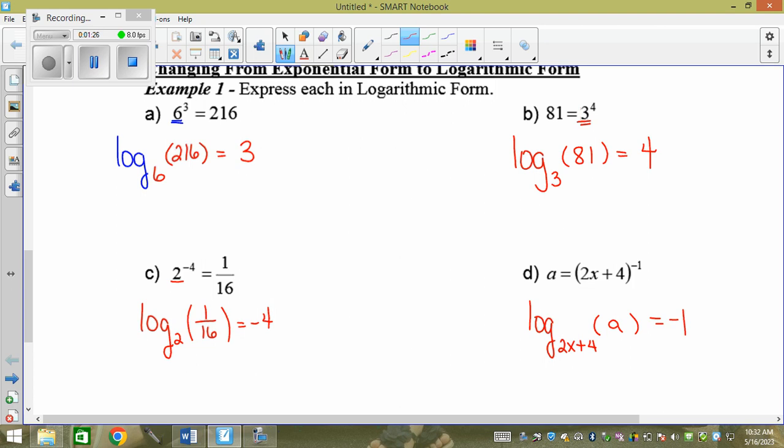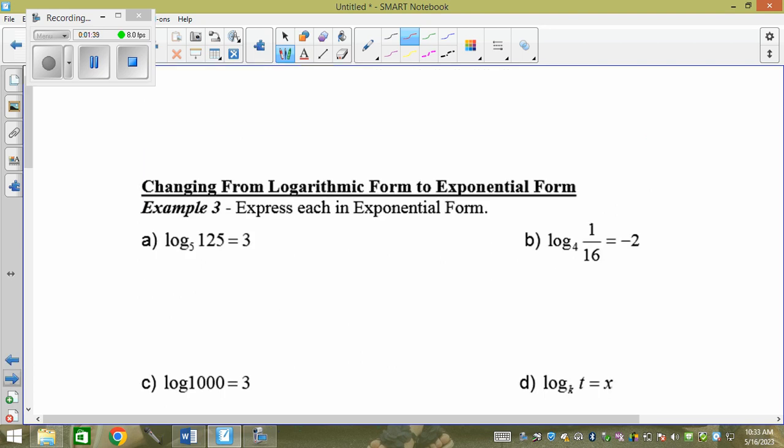Flip over. What's on the back side? Converting which way? Log to exponent. Go.